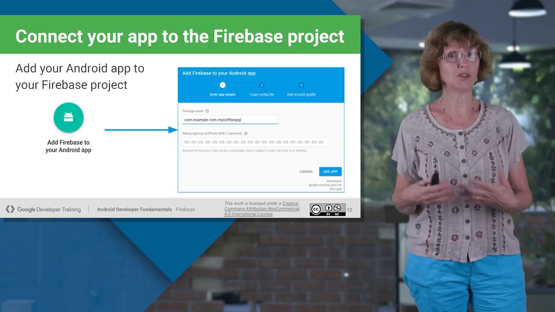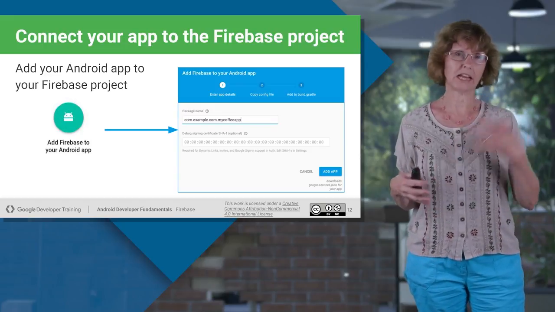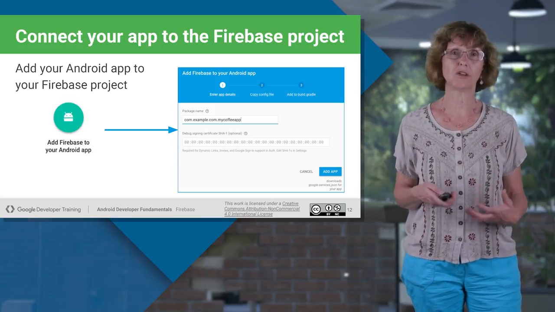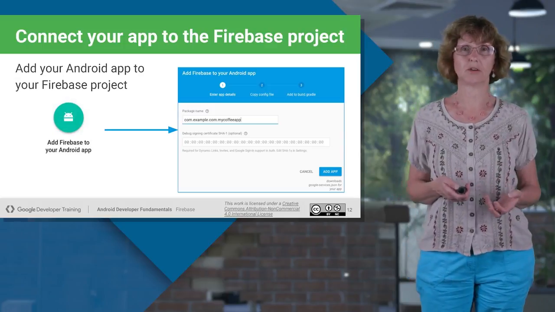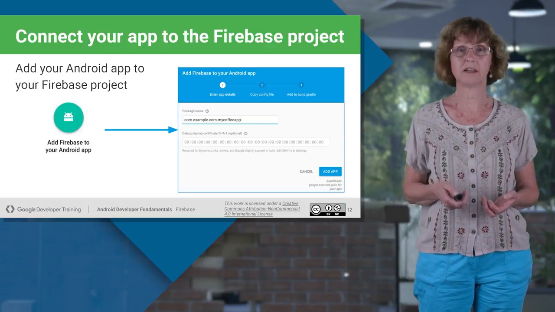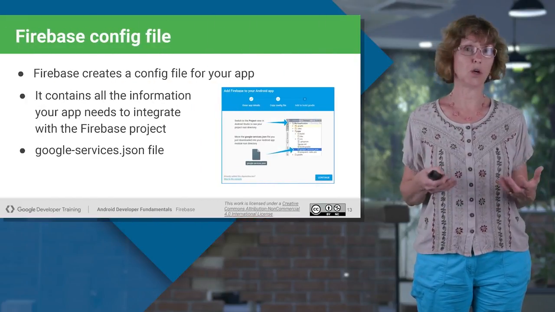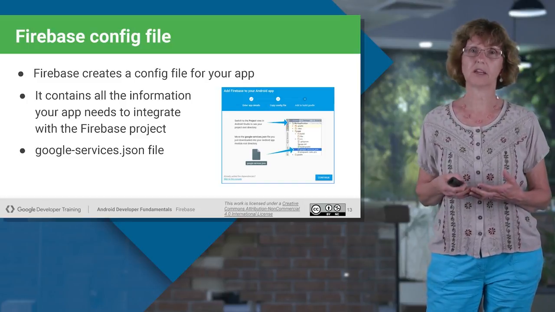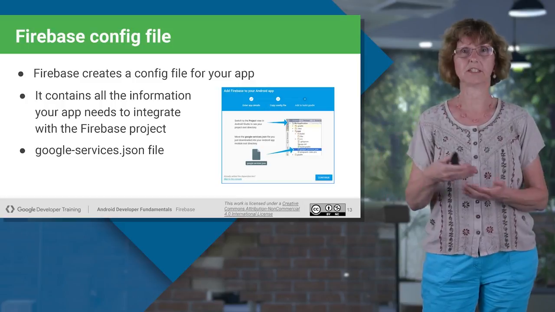So before you do this, you do need to have an app to connect. It doesn't have to be up on Google Play or anything, but you do need to have the app, and you do need to know the package name of your app. Your app's package uniquely identifies your app. So you enter in the field there the package name of your app. Firebase knows which app is connected to the project. So of course the next step is your app needs to know which Firebase project it's connected to.